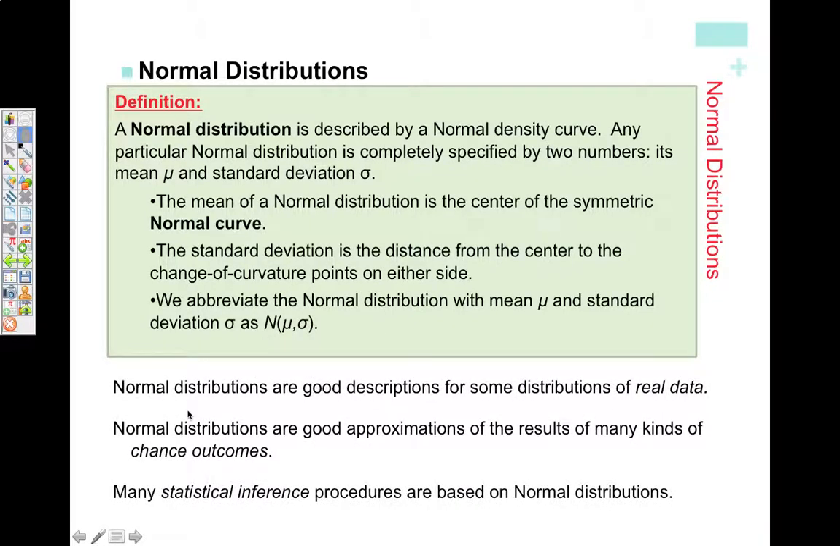Now, what do we use these for? Well, normal distributions are good descriptions for some distributions of real data. It shows up a lot. Normal distributions are also good approximations of the results of many kinds of chance outcomes, like flipping a coin or rolling dice. Sometimes a normal distribution does a good job of approximating what's happening. And there are a lot of things we're going to do later where we perform statistical inference procedures that are based on normal distributions. So that's yet to come. But this idea of a normal distribution is a big one. It's a good one. It's an important one.